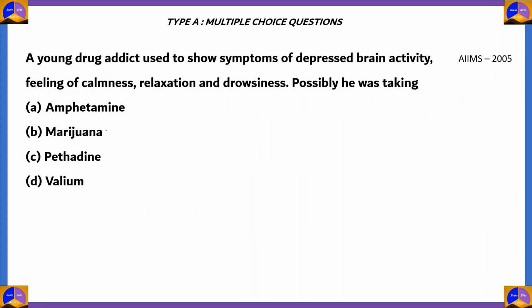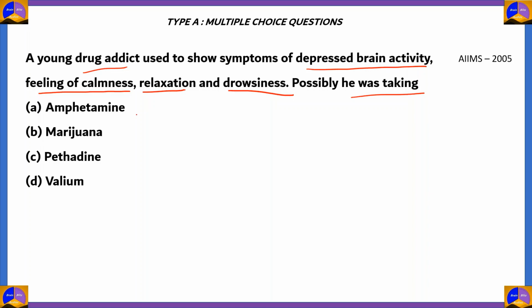Next question. A young drug addict used to show symptoms of depressed brain activity, feeling of calmness, relaxation, and drowsiness. Possibly he was taking which of the following drugs? A. Amphetamine, B. Marijuana, C. Pethidine, and D. Valium. We need to find out the symptoms of each of these drugs in order to find out which of these is the drug used by the young drug addict.